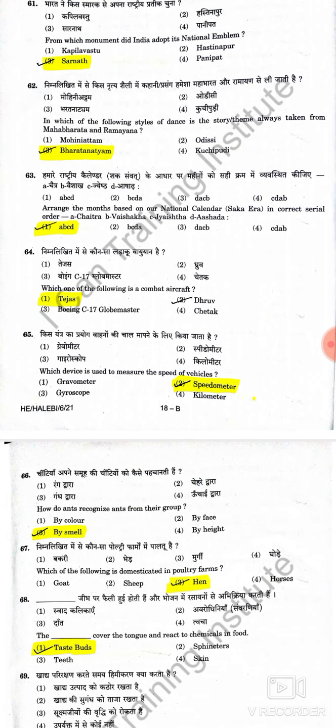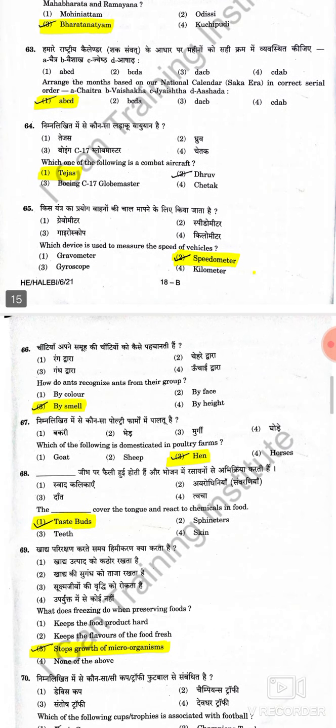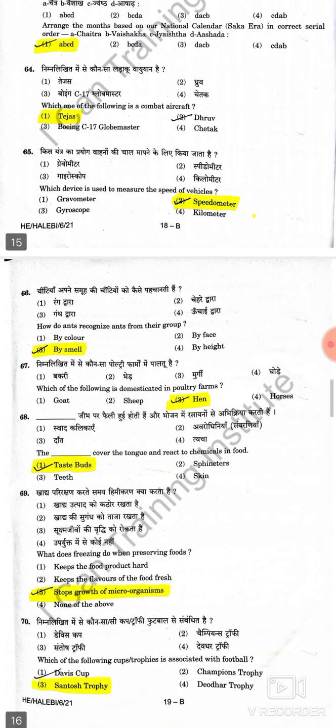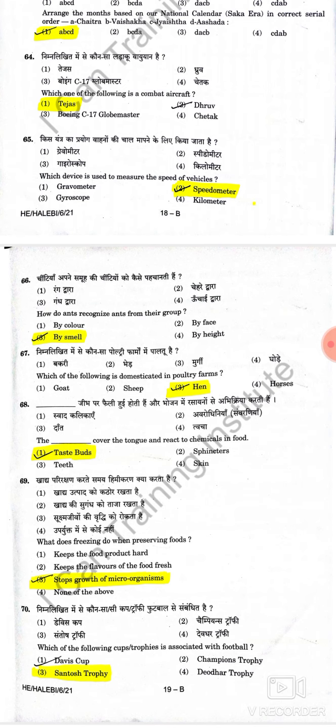Question number 63. Arrange the months based on the national calendar in correct serial order. A. Chaitra, B. Vaishak, C. Jashtha, and D. Ashad. And the answer is option number 1. Question number 64. Which one of the following is a compact aircraft? And the answer is option number 1. Question number 65. Which device is used to measure the speed of vehicles? And the answer is option number 2.